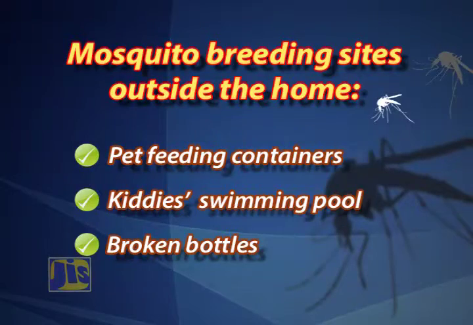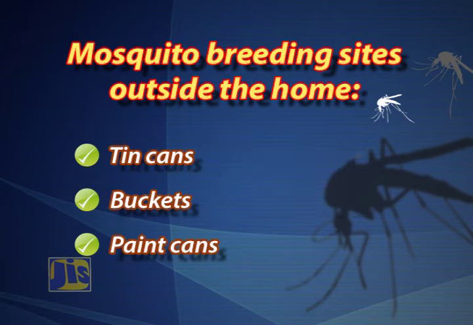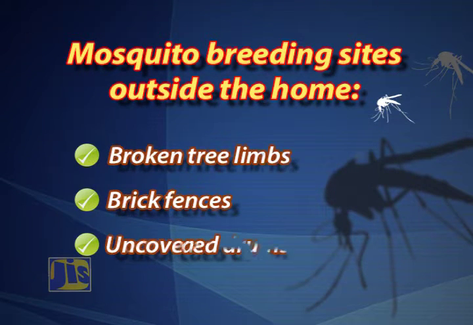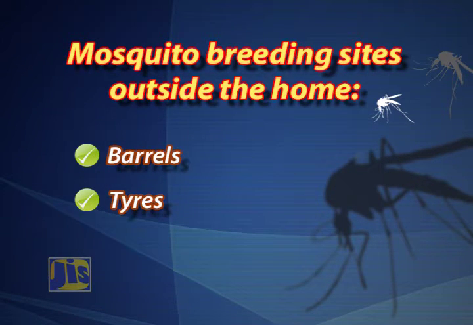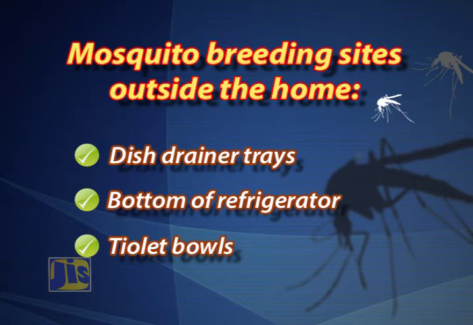Outside the home, pay attention to garden implements that may retain water, such as a wheelbarrow or a flower pot and saucer. Also, check pet feeding containers, kiddies swimming pools, broken bottles, tin cans, buckets, and paint cans. Mosquitoes also breed in broken tree limbs, brick fences, uncovered drums and barrels, tires, within the home the draining trays of dish drainers, the bottom of the refrigerator, and unused toilet bowls.